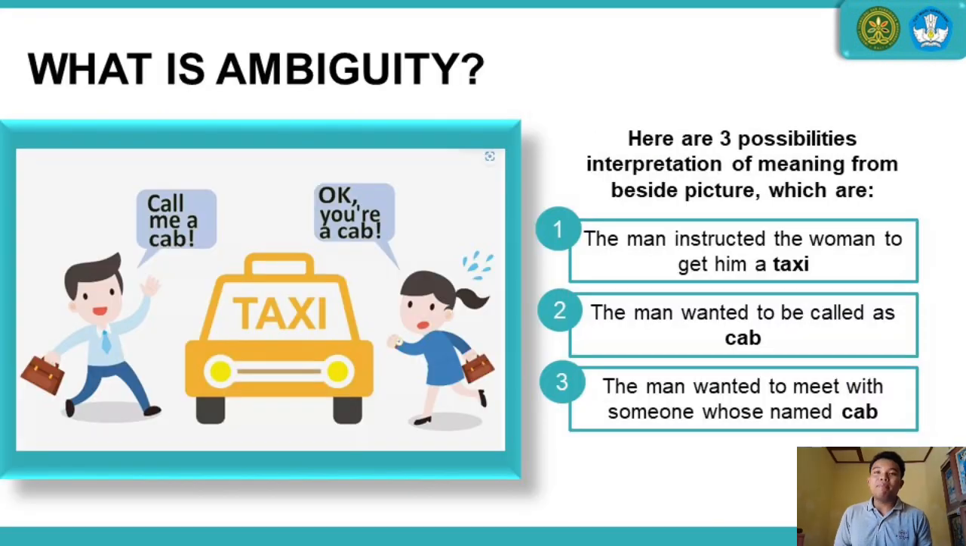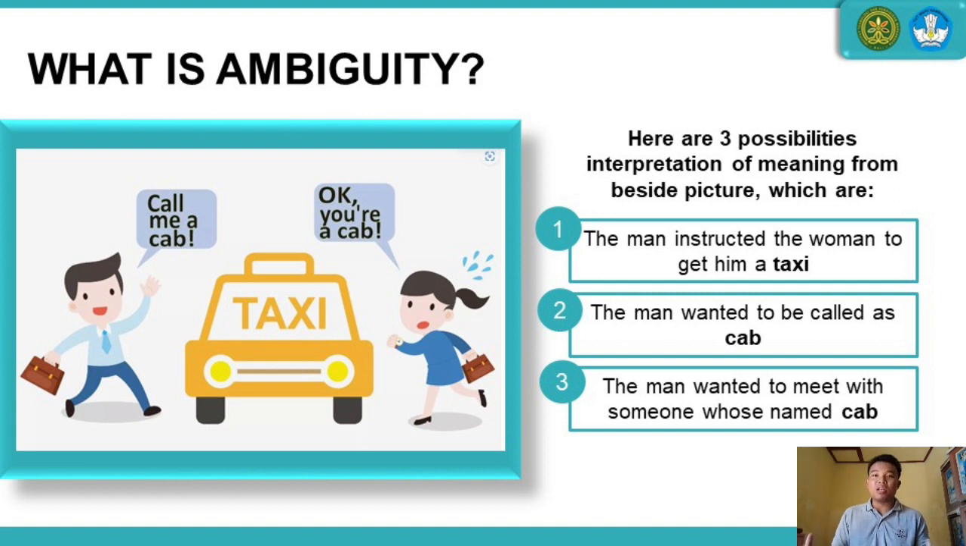The first one is the definitions of ambiguity. Before I explain that, I have a picture here, so let's observe it together. There are two people, a man and a woman. The man said, "Call me a cab." In British English, cab means a taxi. And then the woman responded, "Okay, you are a cab." Is it the suitable response that the man wanted from the woman, or is it the appropriate response that the woman should give to the man?